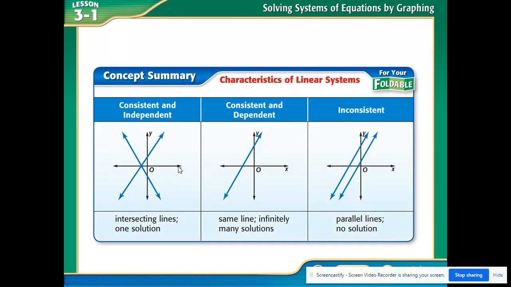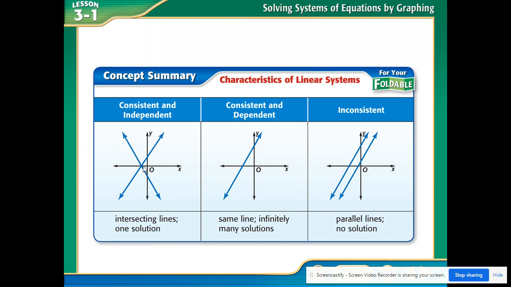All right, so what kind do we have? There are the three names up here: consistent and independent, consistent and dependent, and inconsistent. We really don't use those very much. They are there. You could always refer to them that way. Basically, we refer to this bottom one as intersecting, this one as the same line, and then this one as parallel.